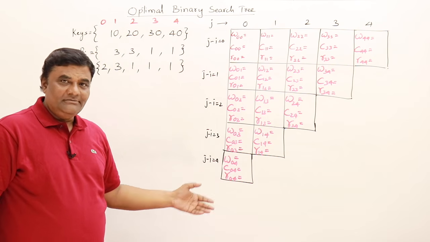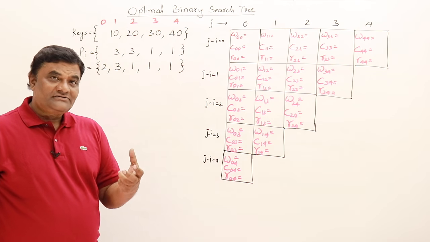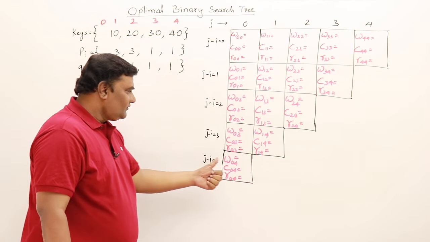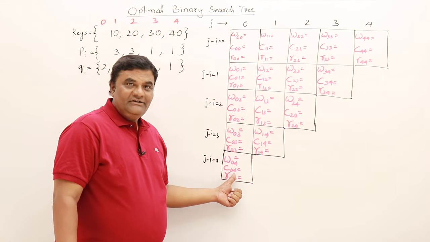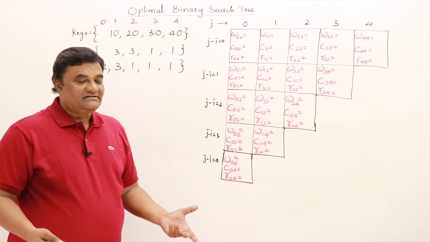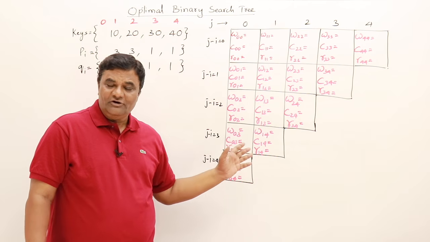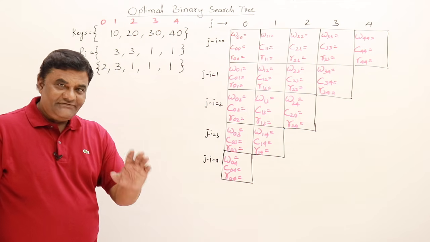I have to fill up this table. Finally, I need the cost for 0 to 4. That is, 4 keys are there, so 0 to 4 is here. So if I can get this answer, then I got the answer. I am not using the formula directly, but indirectly I am using the formula by filling this table. Let us fill up the values.